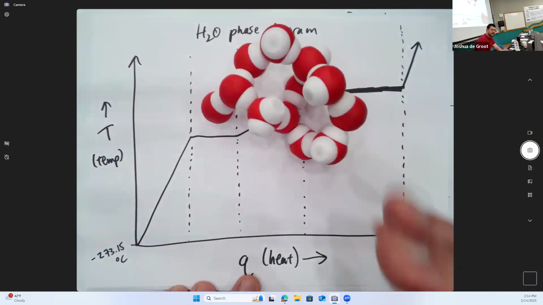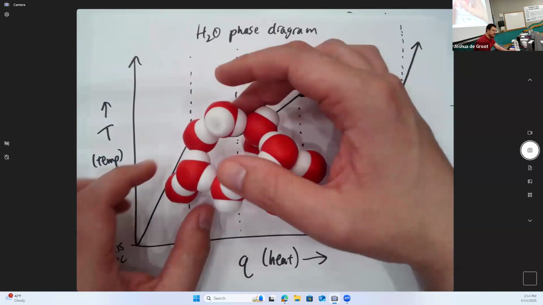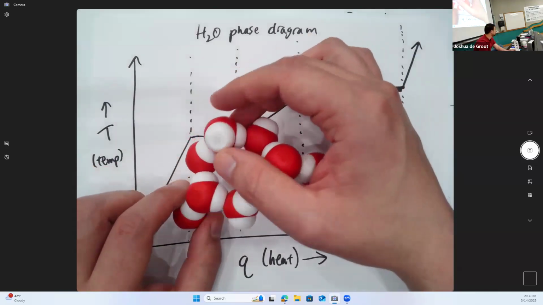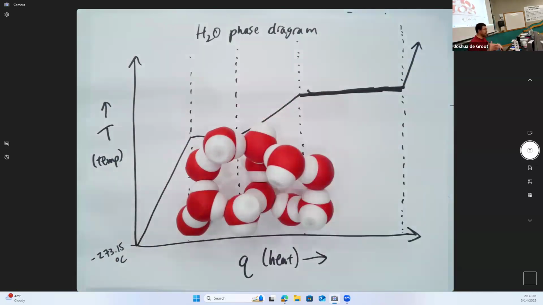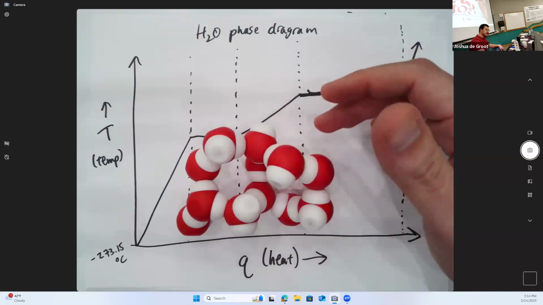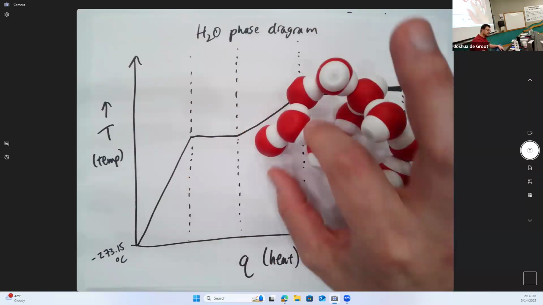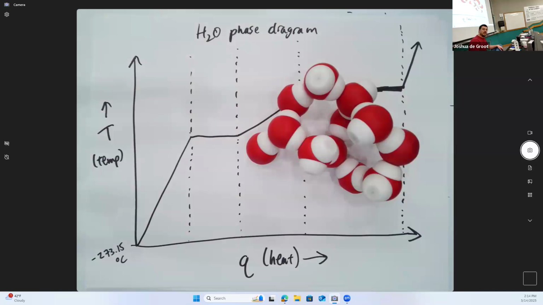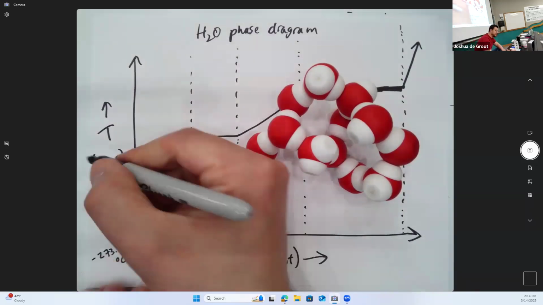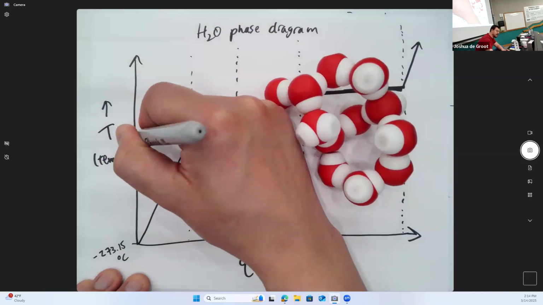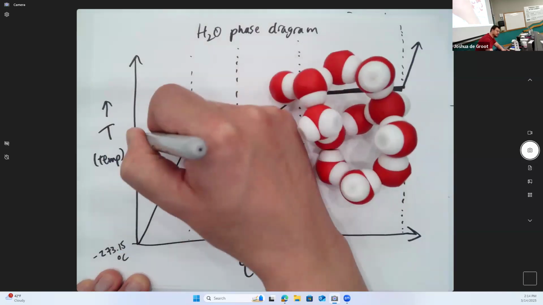Now, I heat up this ice. Everything's going to start to vibrate and vibrate more and more and more as I add more heat. Okay, I'm heating it up. Okay, I'm blowing a fire at it or something. And it will keep vibrating more and more until something happens. Okay. And what happens to water at 0 Celsius? We notice a change in the behavior of water. And here's 0 Celsius.